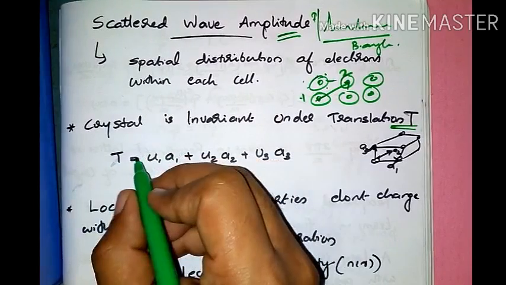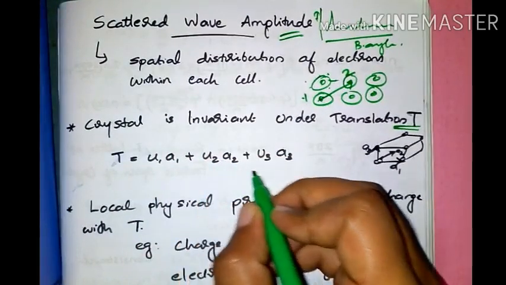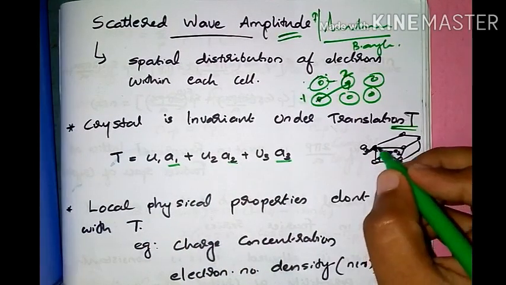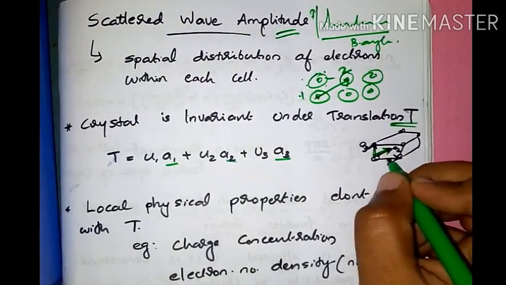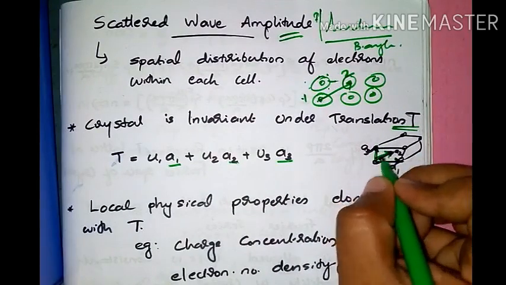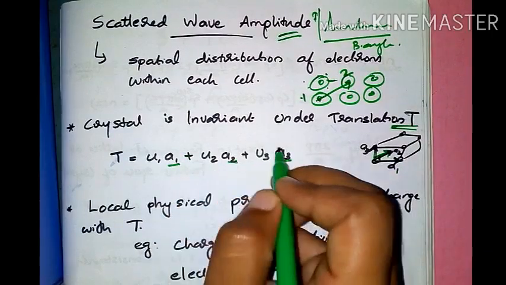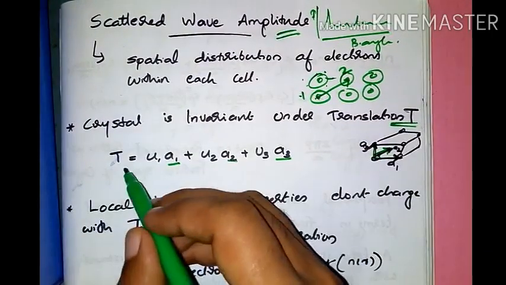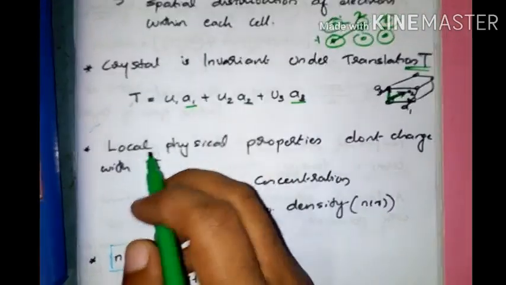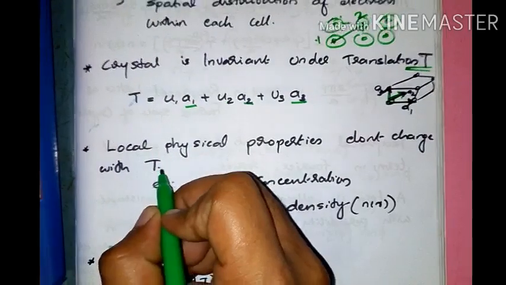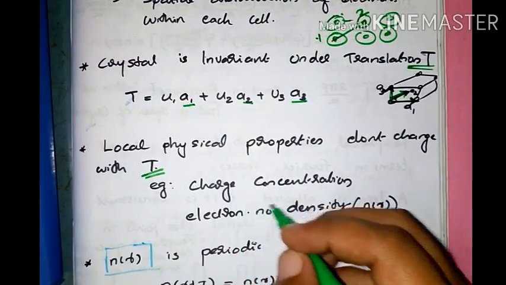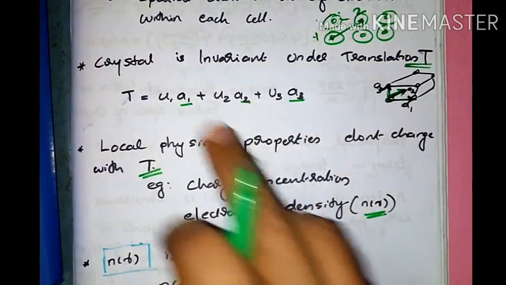Okay, and a translation operator can be denoted by u1 a1 plus u2 a2 plus u3 a3, where a1, a2, a3 are the crystal axes about these three directions, x, y, and z, and u1, u2, u3 are integers. So the translation vector T can be expressed like this. And as I told you earlier, local physical properties do not change with a translation operator, like charge concentration and electron number density.